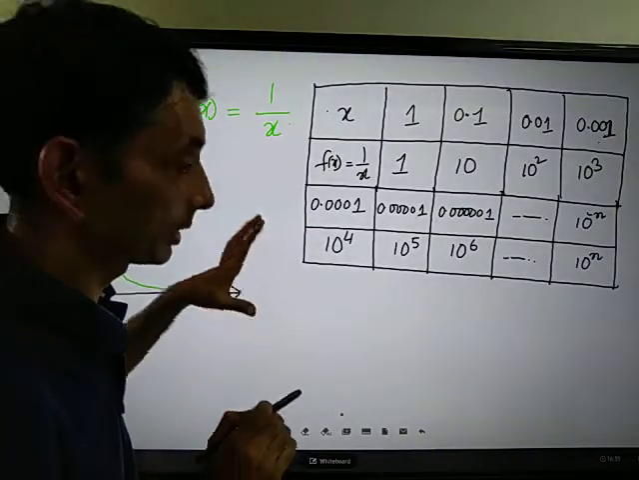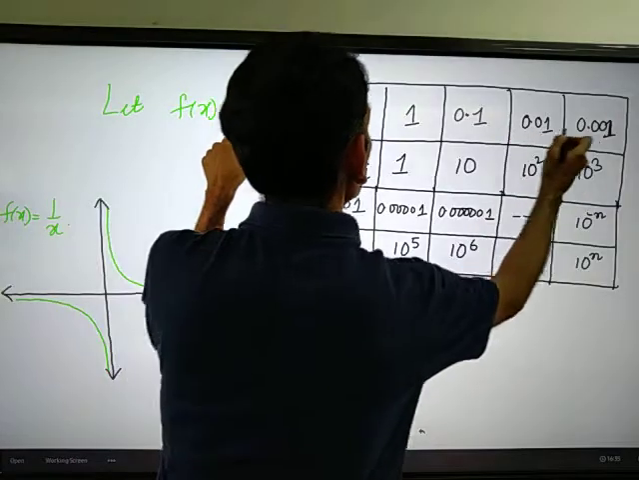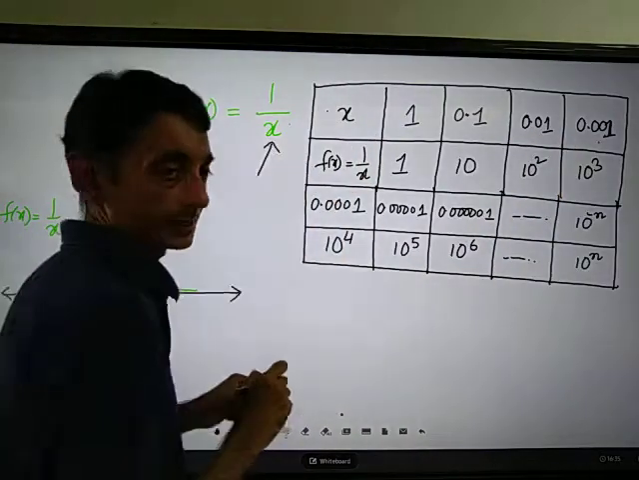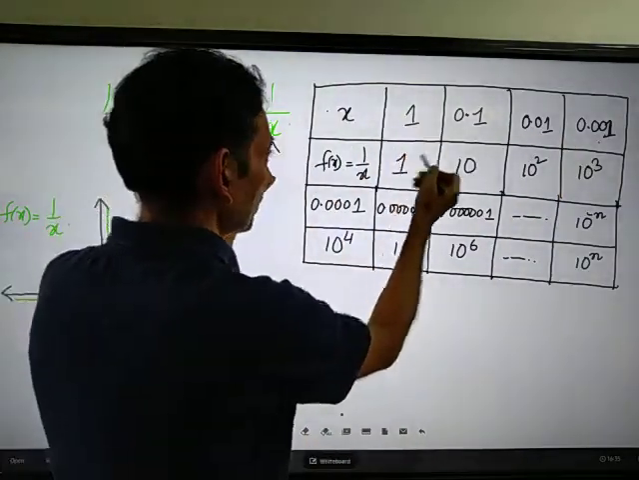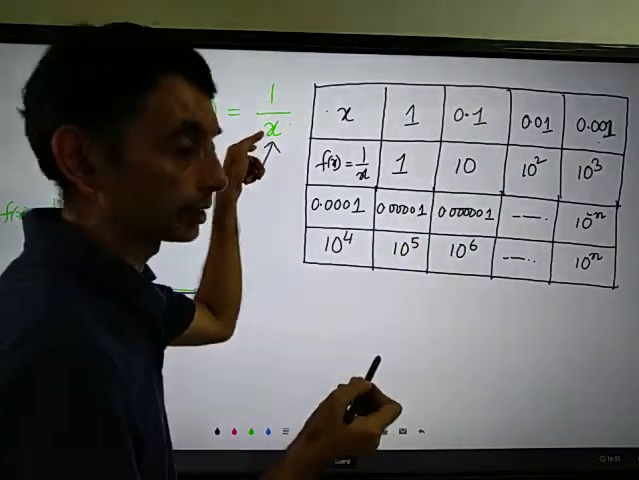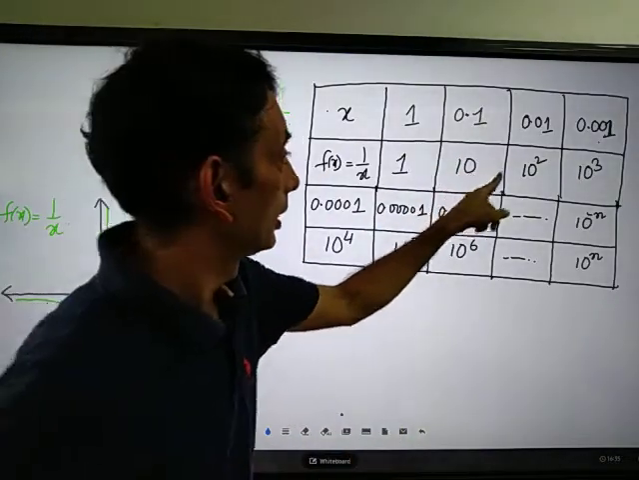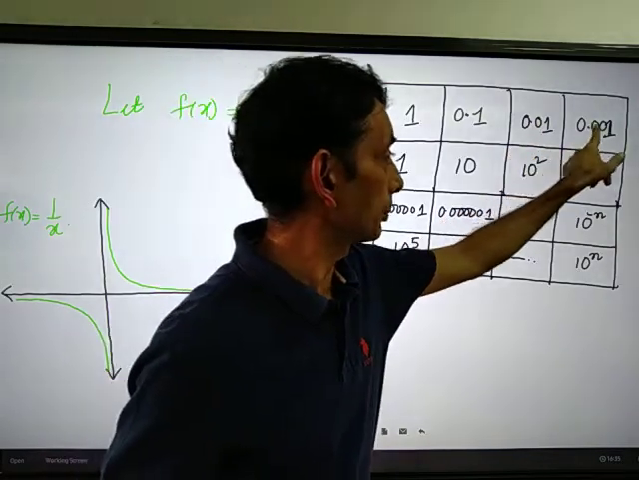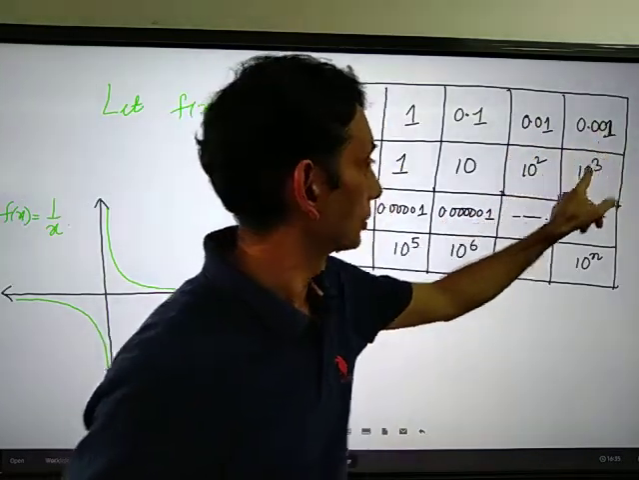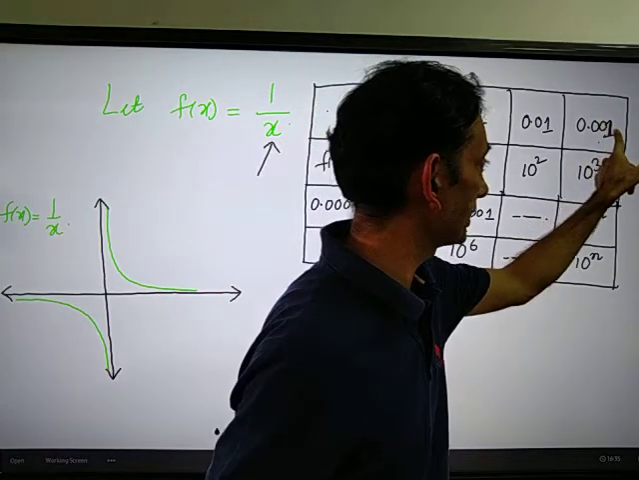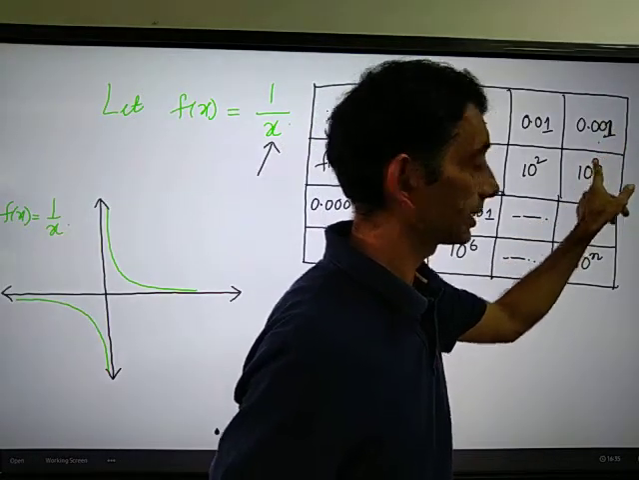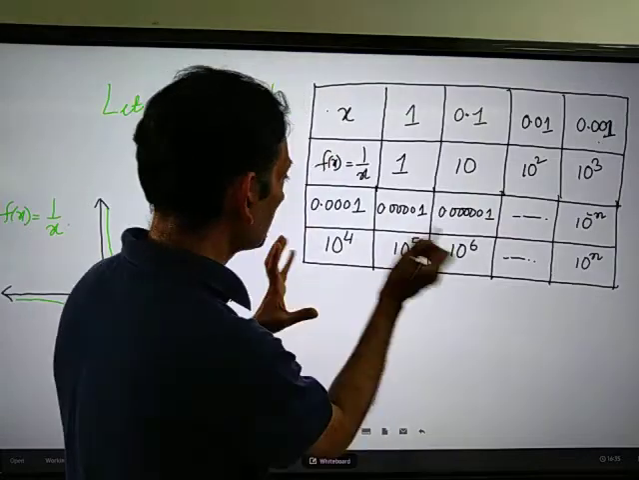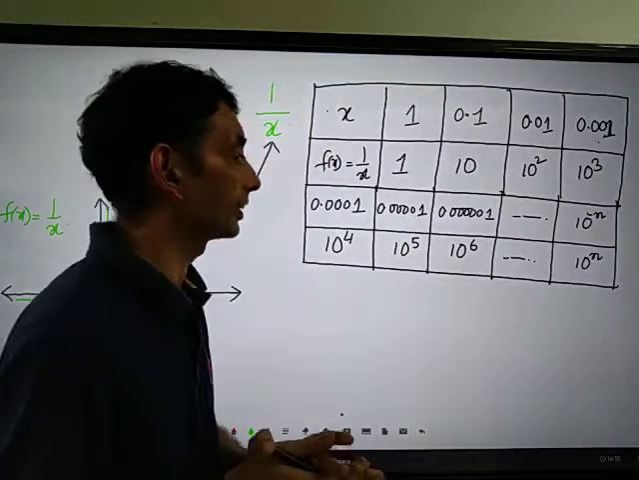What we have done is that slowly we are trying to minimize the value of x. Like x equal to 1, it's 1. For 0.1, if you substitute x equal to 0.1, it is equal to 10. If you substitute 0.01, it's equal to 10 squared. That is, 0.001 is 10 cubed. There are 3 decimal places, so it will be 10 to the power 3. Similarly, other values you can easily understand.